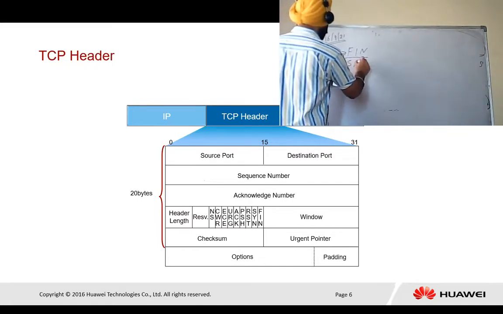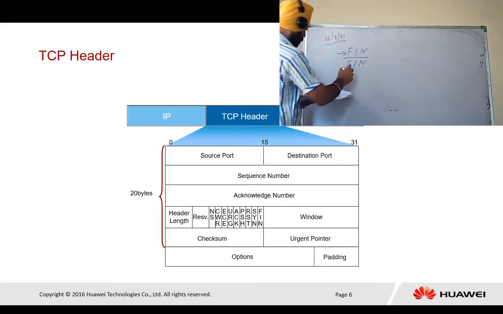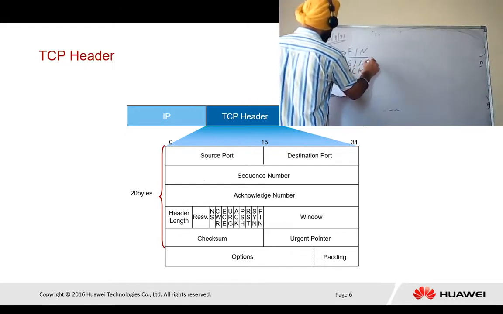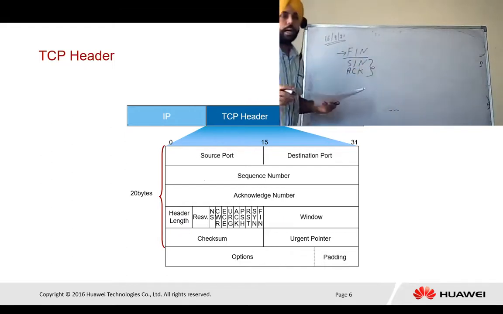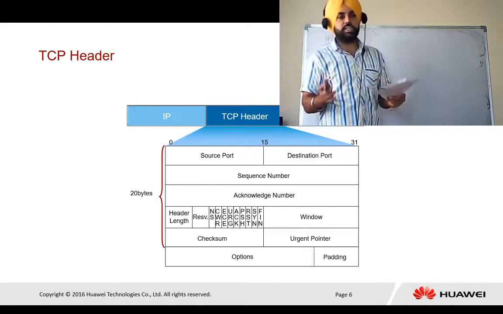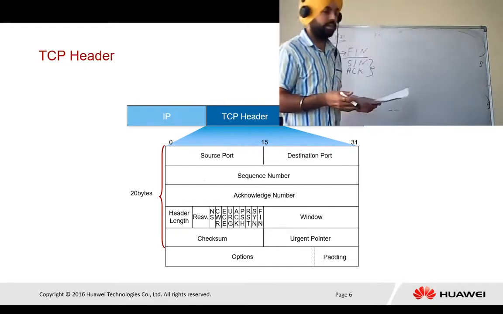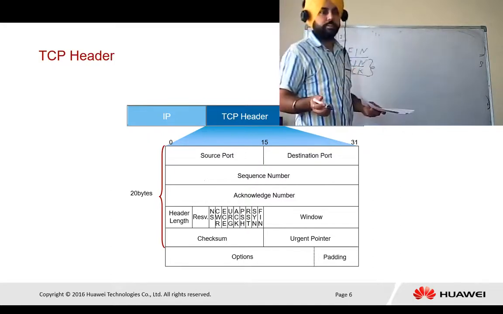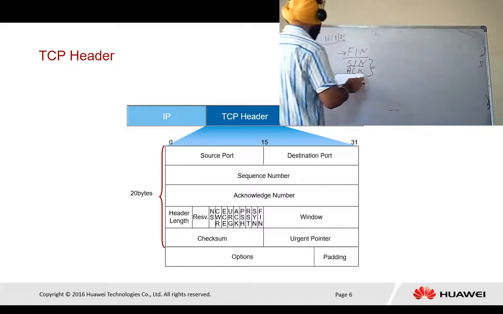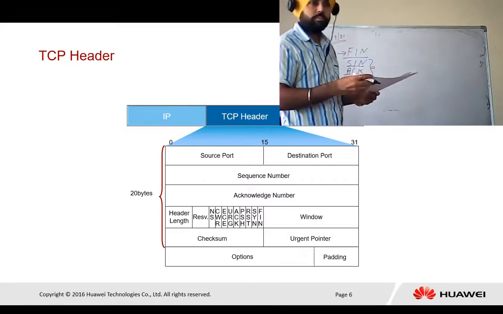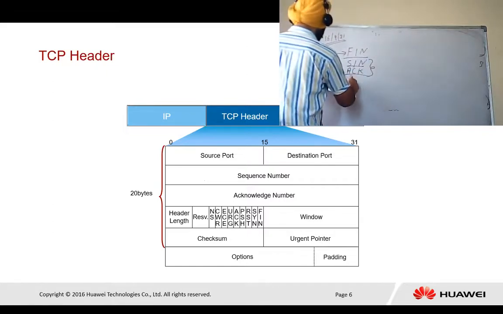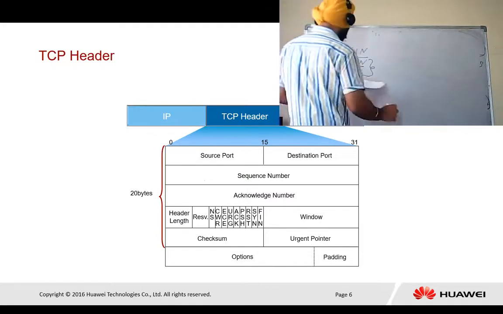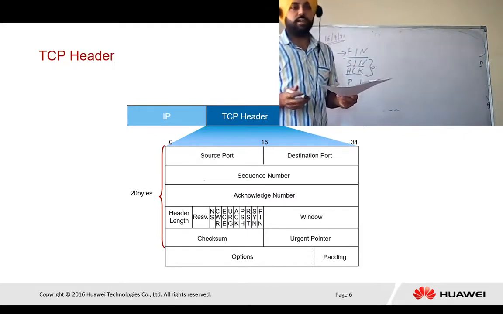Next is the SYN bit, and the ACK. They work together for making the connection, for making the connection oriented: SYN and ACK. Another we have is the P bit, which is specifically for pushing the data urgently.